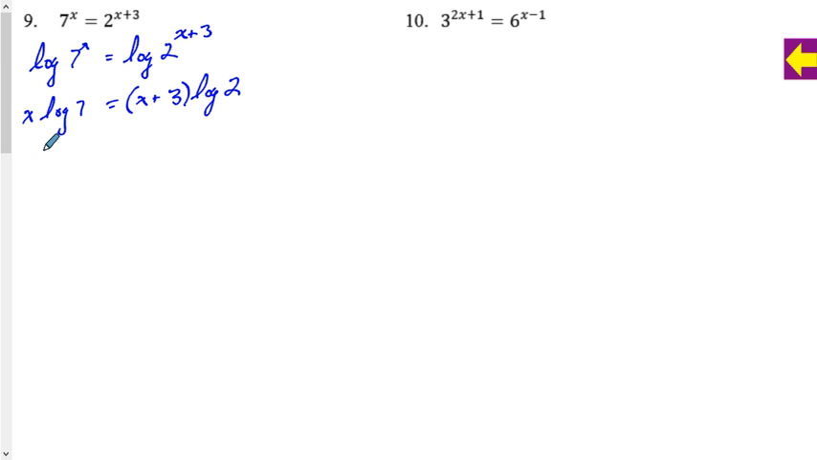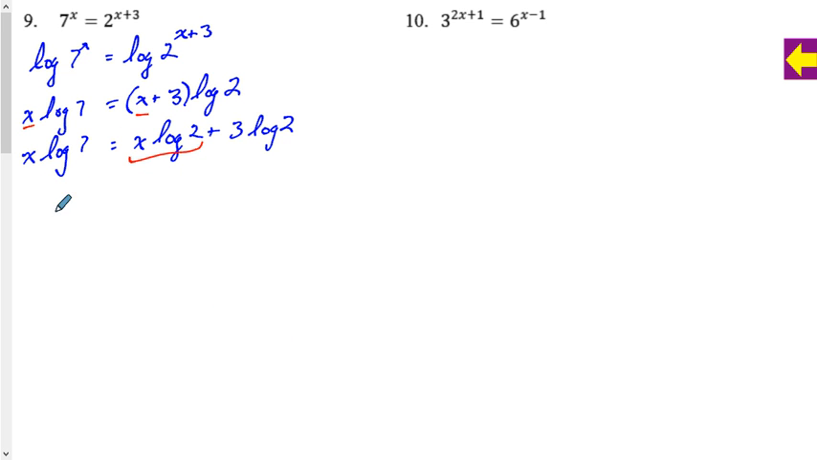Continuing on with the question, I will distribute that log of 2 into the brackets, so I'll have x log 2 plus 3 log 2. Well, why am I doing this? Well, it's because I have a variable here and a variable there that somehow I need to get together to one side. And by distributing, now I have this expression that I can subtract on both sides of my equation in order to bring the x's together.